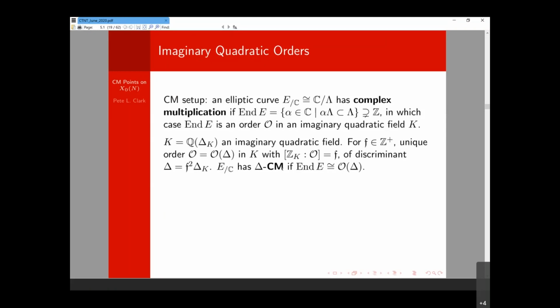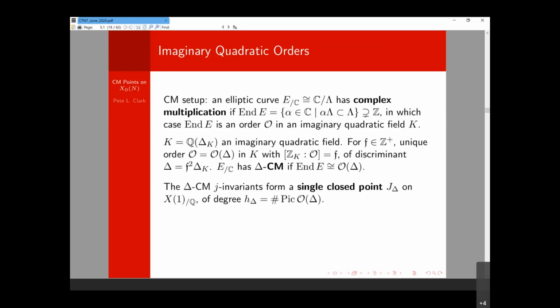And so we'll say the elliptic curve has Delta complex multiplication if its endomorphism ring is the unique imaginary quadratic ring whose discriminant is Delta. Now the thing to realize is that you're probably most familiar with the class number 1 case where the j-invariant is defined over Q, but that's only 13 j-invariants. There are infinitely many CM j-invariants, but their degrees go to infinity.